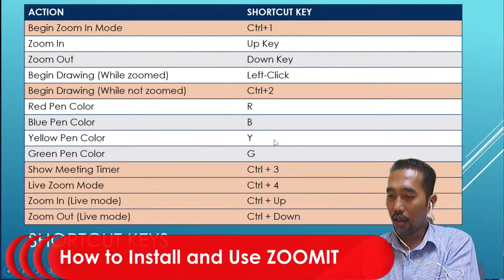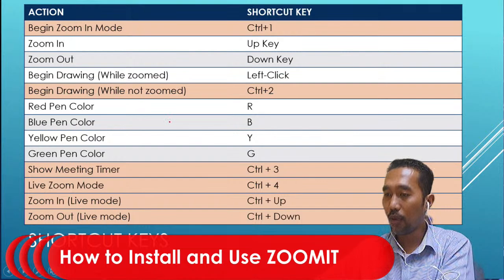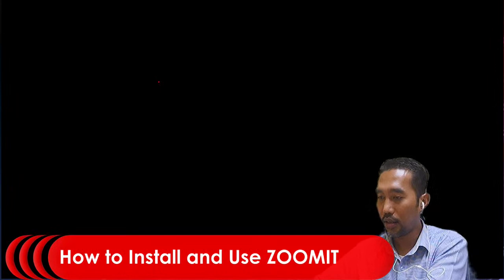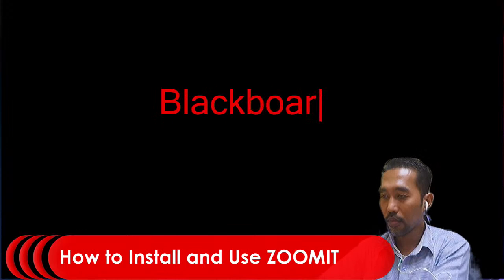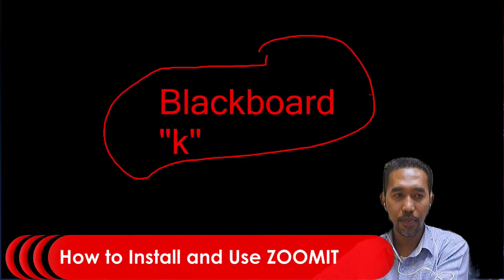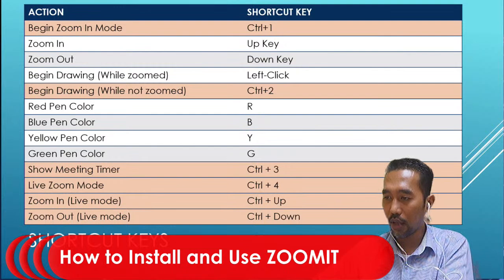alright. Okay, so that is the whiteboard. Blackboard is not B, eh? So this is B for blue. Whiteboard is W, and blackboard is the K button. Once you activate the zoom in, okay, so you can draw anything, or annotate anything on the blackboard.